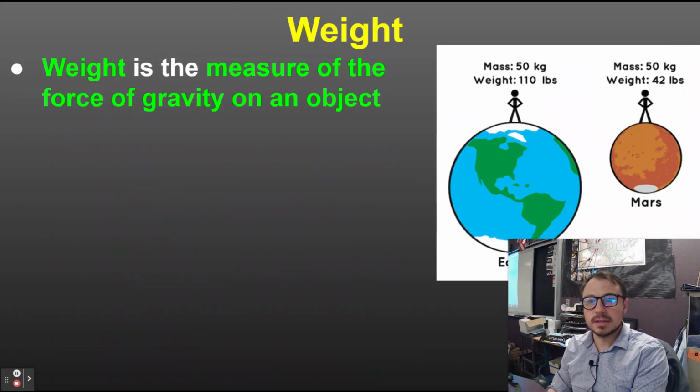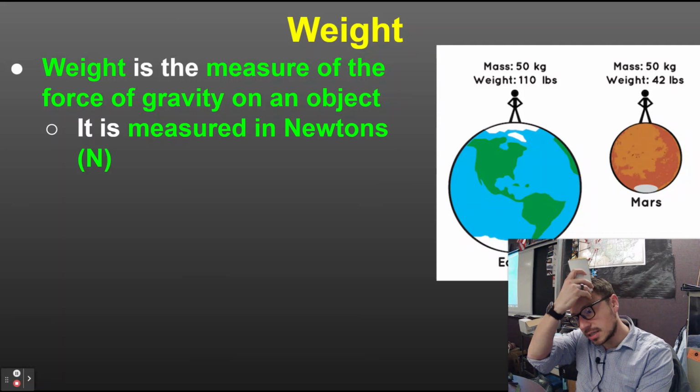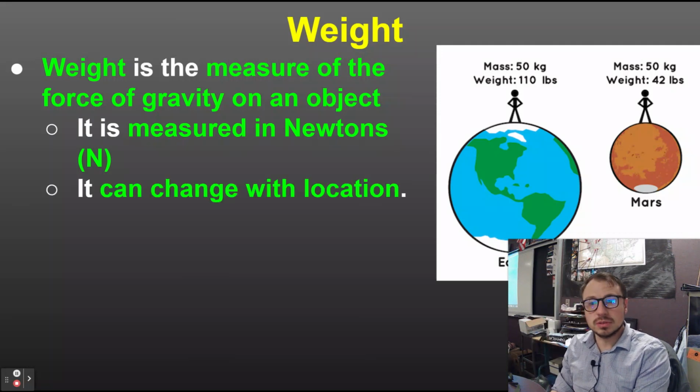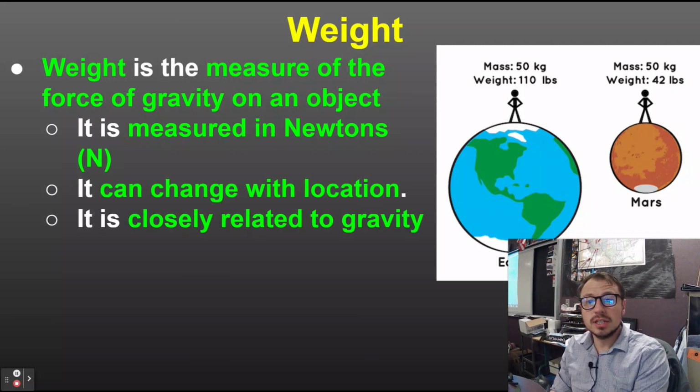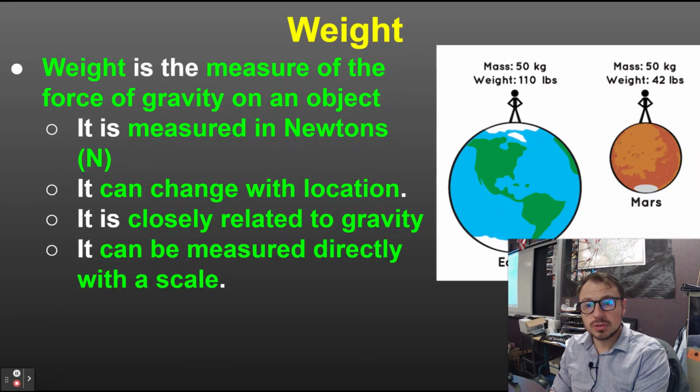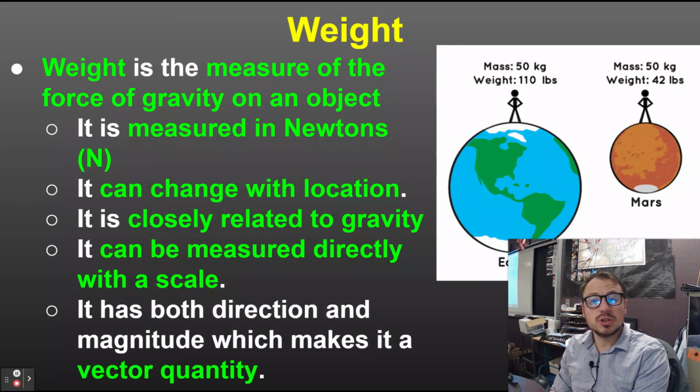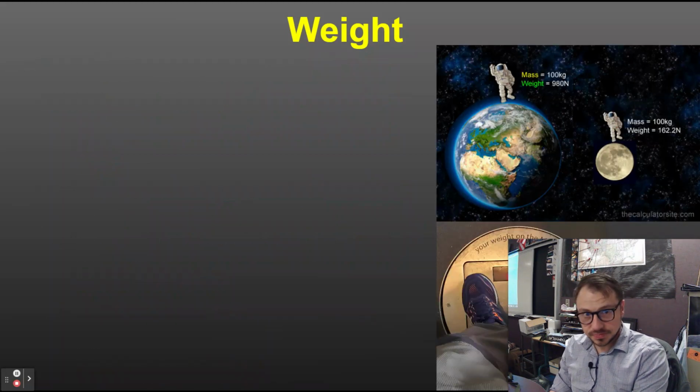So that brings us to weight. Weight is the measure of the force of gravity on an object. We measure weight in newtons. It can change with location. It is closely related to gravity. It can be measured directly with a scale. It has both direction and magnitude, which makes it a vector quantity.